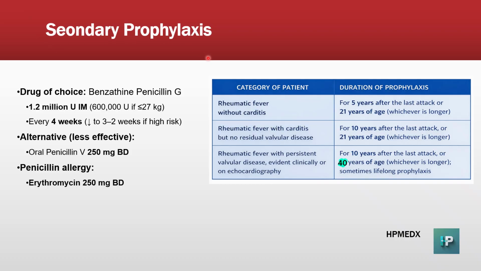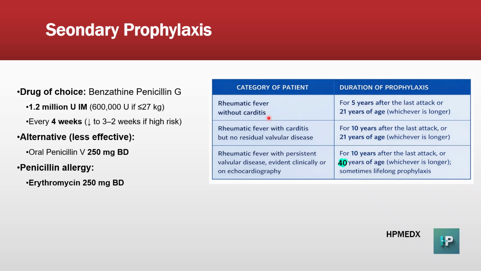And then secondary prophylaxis. Here the prophylaxis is given after rheumatic fever to prevent complications. So the drug of choice is benzathine penicillin G, and the dose is given here. And alternatives are oral penicillin V, and in case of penicillin allergy, macrolides like erythromycin are used. And here the duration of prophylaxis is decided by the category of patients.